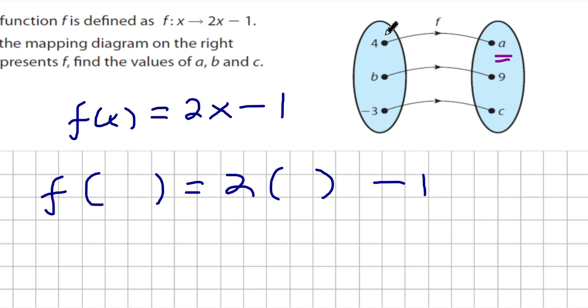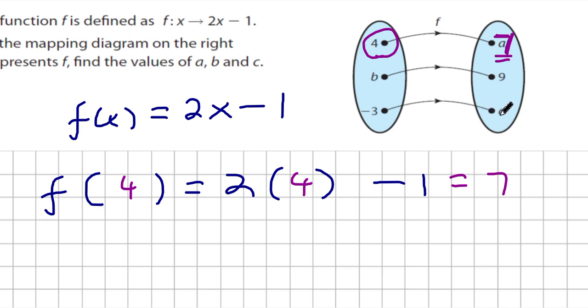What's your input for A? So 2 times 4 take away 1. A take away 1, 7. Is everybody happy that A is 7? Yeah. Okay.